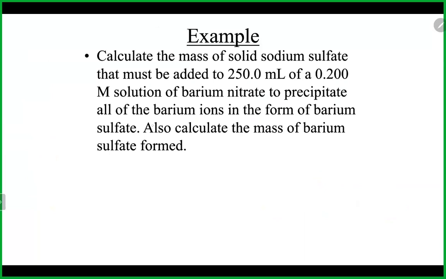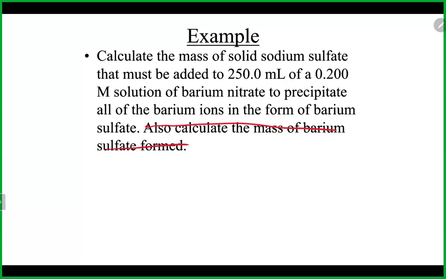We're just going to do, I think, just the first part here. So we'll get rid of this part, I think. All right, so let's just say that we wanted to calculate the mass of solid sodium sulfate that must be added to 250 milliliters of a 0.2 molar solution of barium nitrate to basically make the precipitate barium sulfate.